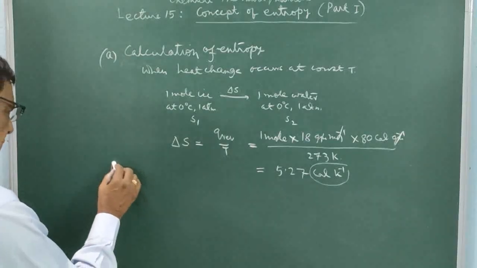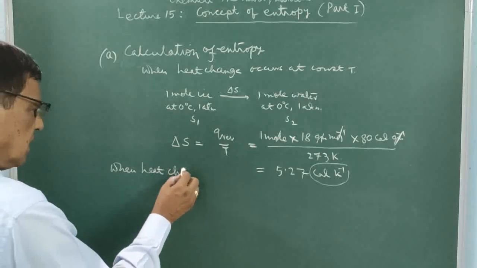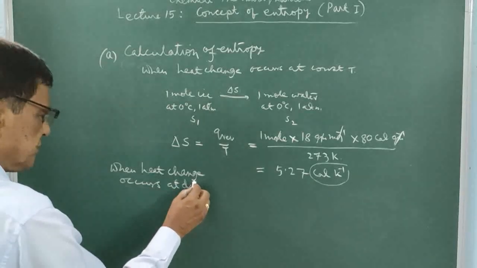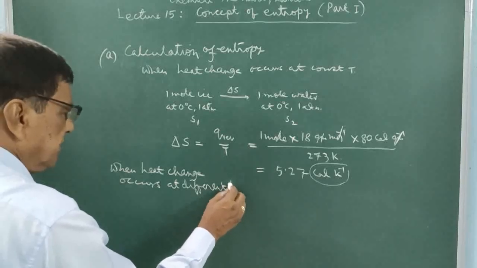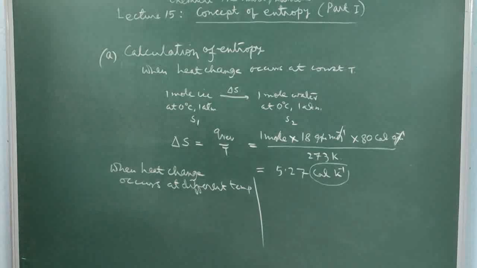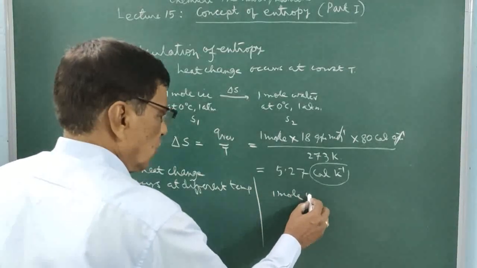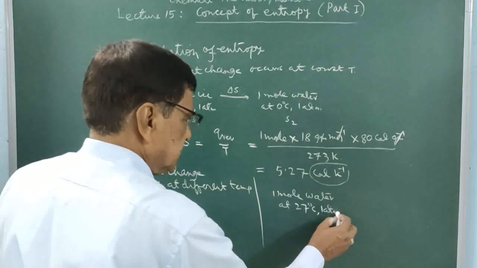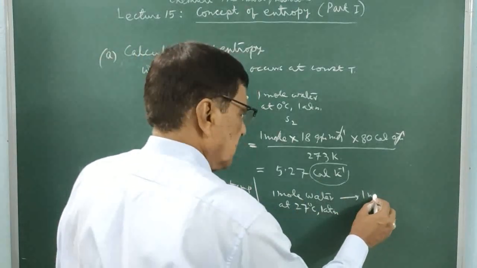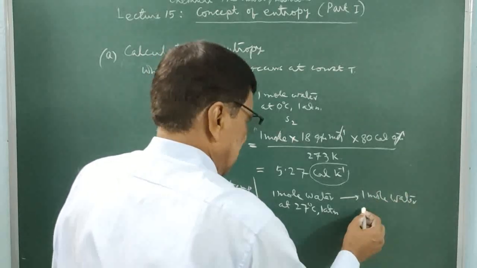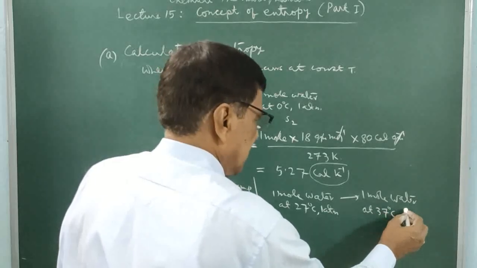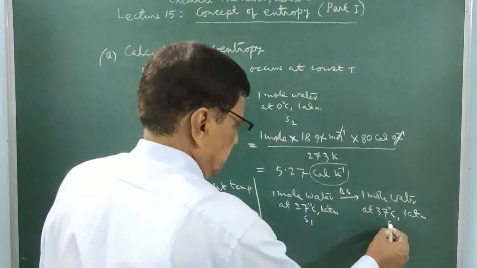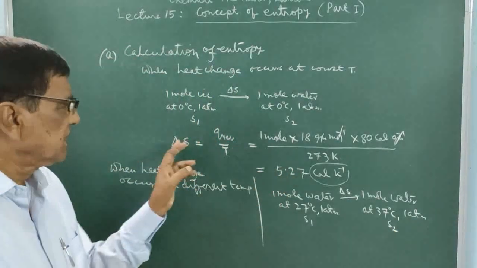Second, when the heat change occurs at different temperatures. In this case, say 1 mole of water at 27 degrees centigrade and 1 atmospheric pressure is heated up to 1 mole of water at 37 degrees centigrade and 1 atmosphere pressure. What will be the entropy change? It is S1, it is S2. In this case also, delta S is positive.